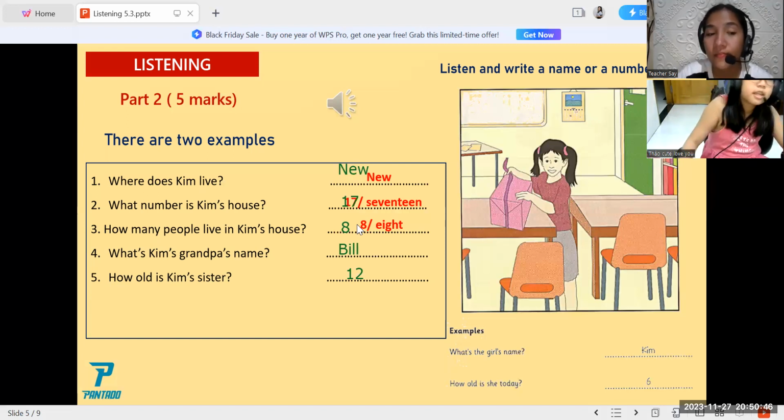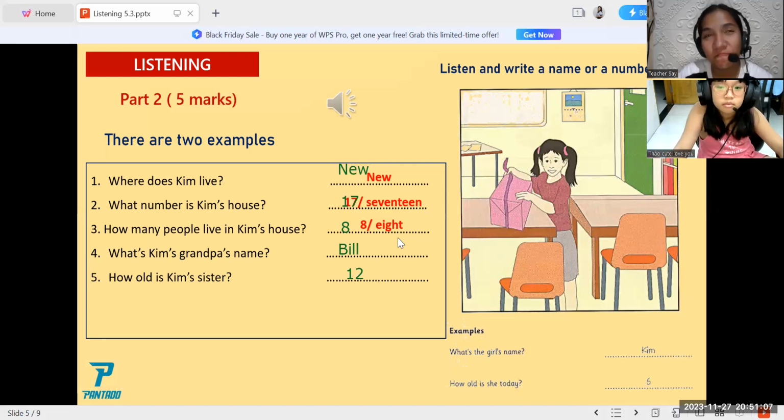What was Kim's grandpa's name? Okay, so it is Bad. Are you sure that Kim's grandpa's name is Kim or Belle? What do you think?